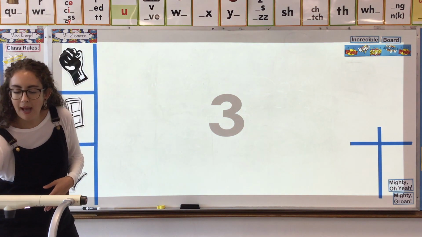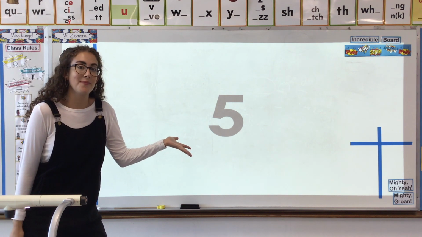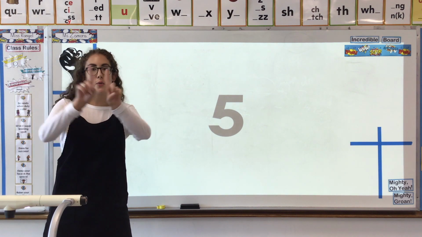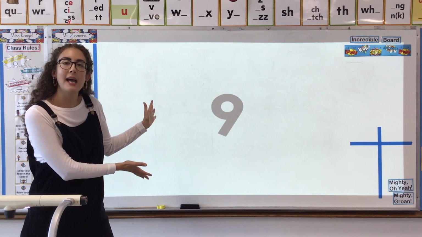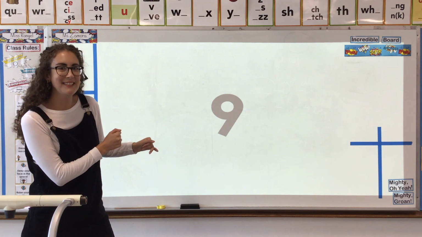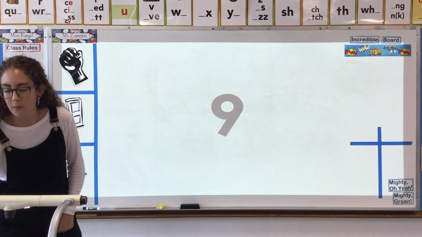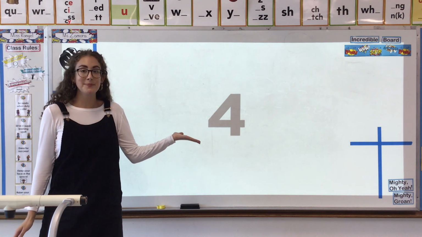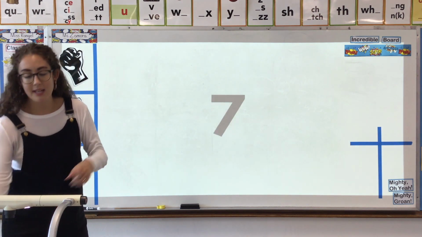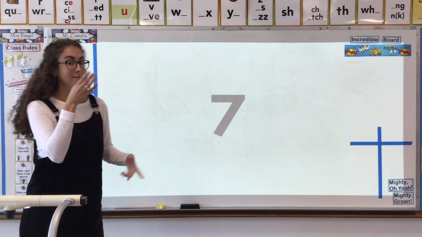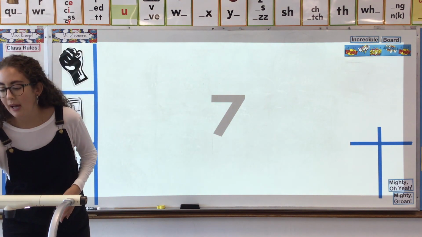7. What about 5? 5. Those are two twins that make 10. And 9. What's 9's pair to 10? 1. What about 4? 6. And 7's pair? 3. What about 1?